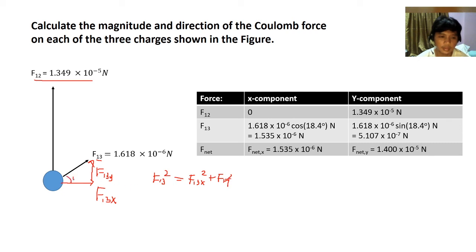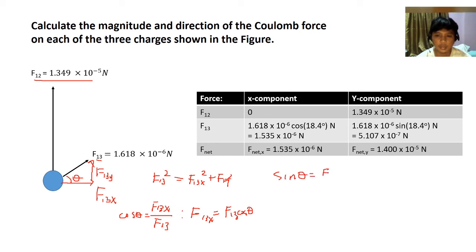But if we know theta here, we can also use SOHCAHTOA to make some interesting relationships. Like if you want to know the value of F13x, just remember that cosine theta is adjacent over hypotenuse. So cosine theta is equal to F13x over F13. Therefore, F13x is equal to F13 times cosine theta. If we use sine theta, the sine is opposite over hypotenuse, F13y over F13, and therefore F13y is equal to F13 sine theta.